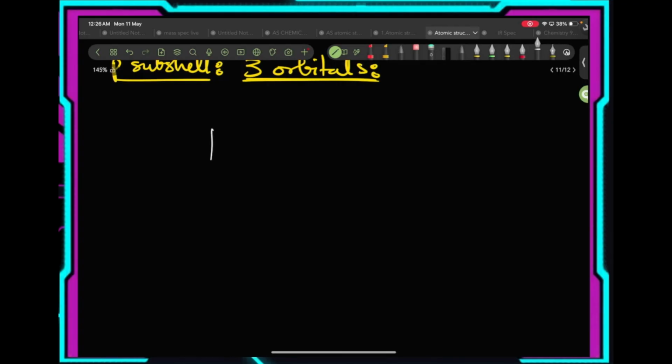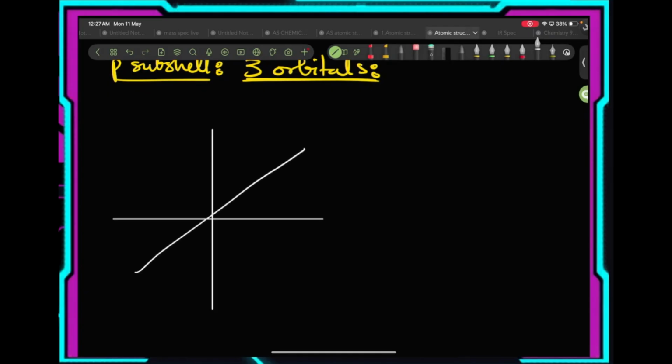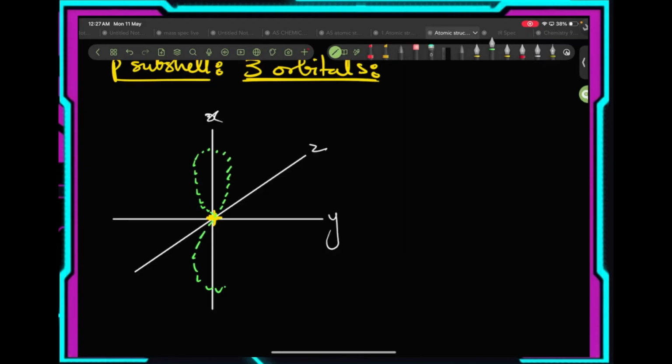So again, we have to draw the axes. So this is our axis. This is x, this is y, and this is z. Now, in p orbitals, you have three orbitals, right? P has a capacity of 6 electrons, so it needs three orbitals to accommodate those 6 electrons. But what's the shape of the p orbital? In the p orbital, the electron spends most of its time like this around the nucleus. This is the nucleus. This is the p orbital, the region where the electron is going to spend most of its time.